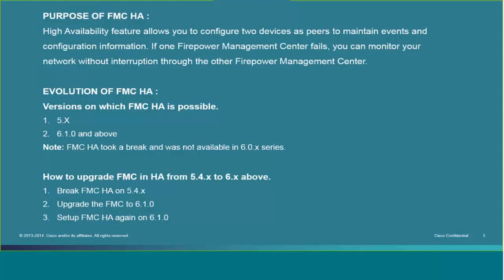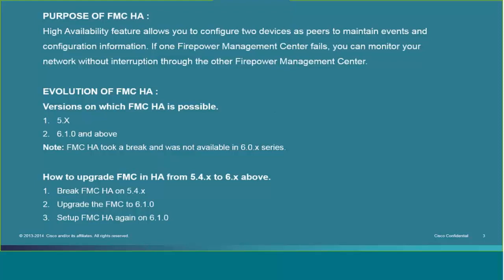So let's understand how the FMC HA basically evolved. During inception, in 5.3 and 5.4, there were a lot of issues with the HA, and the developers decided to change the databases and make this process much more effective. And on 6.1.0 and above, FMC HA got a facelift and came back new.